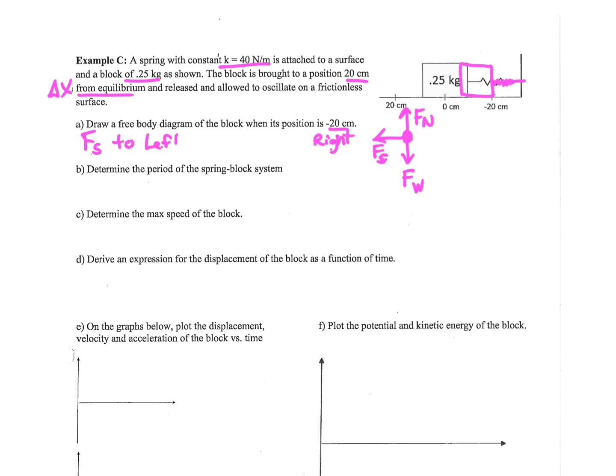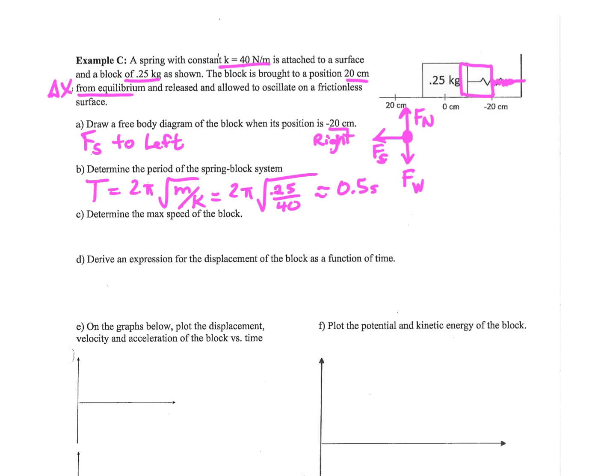Okay, this is determine the period. Well, period is T equals 2 pi square root of M over K. So we just plug all that in. 2 pi square root of M, 0.25. K is 40. And we get approximately 0.5 seconds. Determine the max speed of the block.